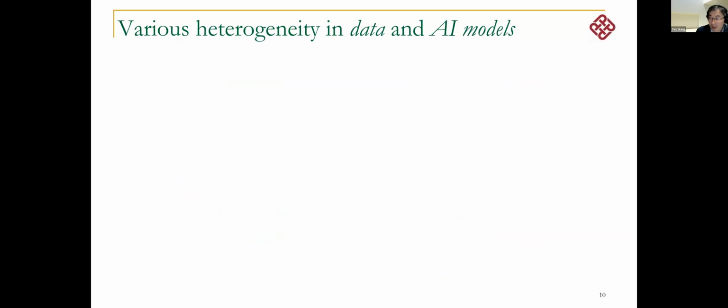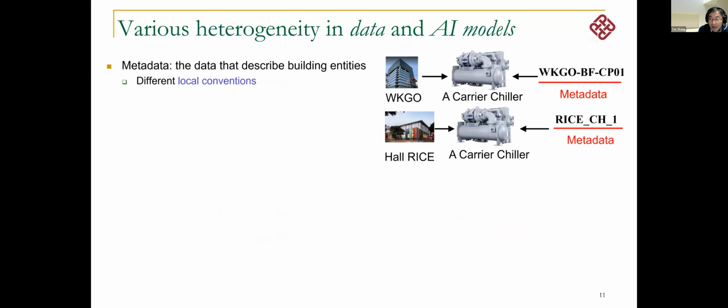So what are the heterogeneities? Okay, what are the specific heterogeneities? The new things come from data and AI models. So in this talk, we talk about 3 heterogeneities. Number 1 is the metadata. So this is the naming convention. The name.